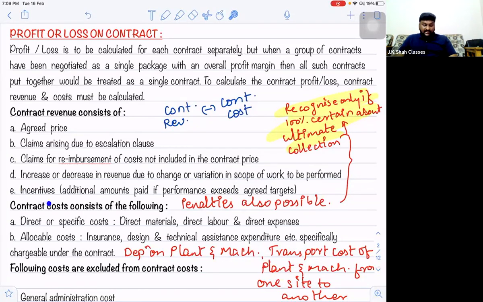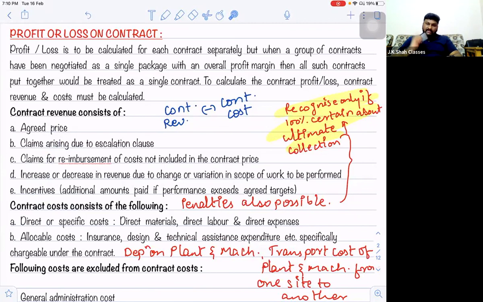And the last point is incentive. Incentives mean generally if the work is completed on time or before time, the contractee may give some incentives to the contractor. Say 2% of the contract value will be given as incentive, or 5% of the contract value. Now, sir, please understand, if incentives are given, penalties can also be charged. Penalties can be charged if there is a late completion, sir. That is also possible. So these are the 5 contract revenues.